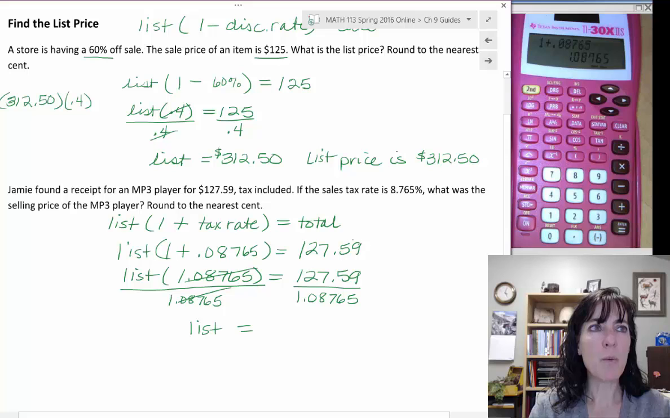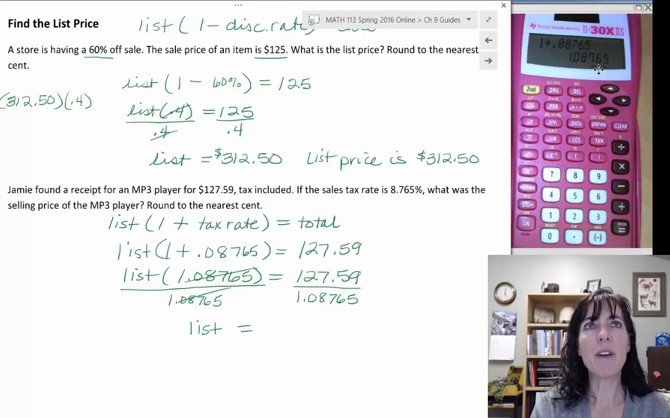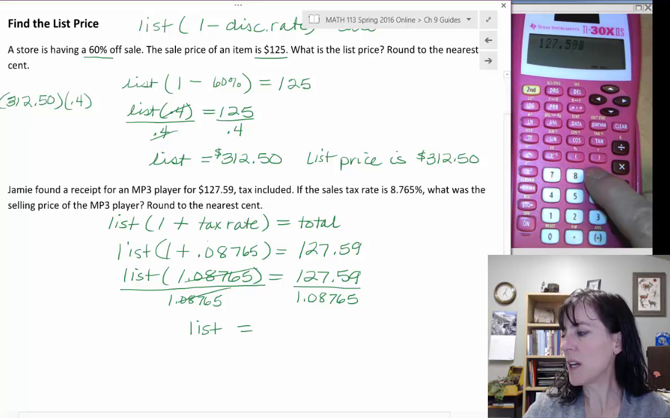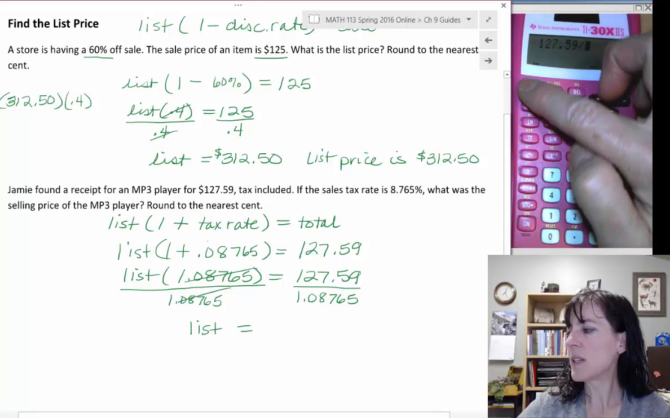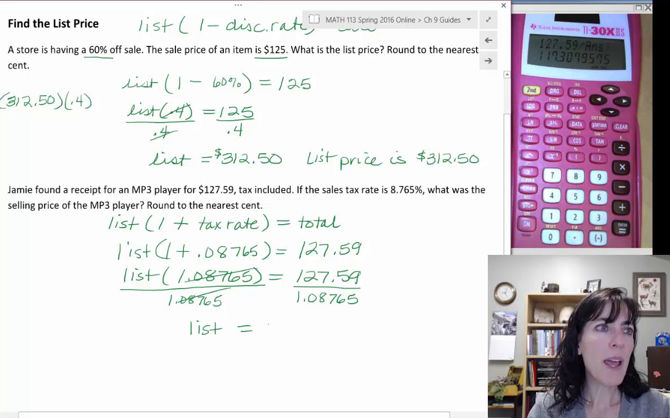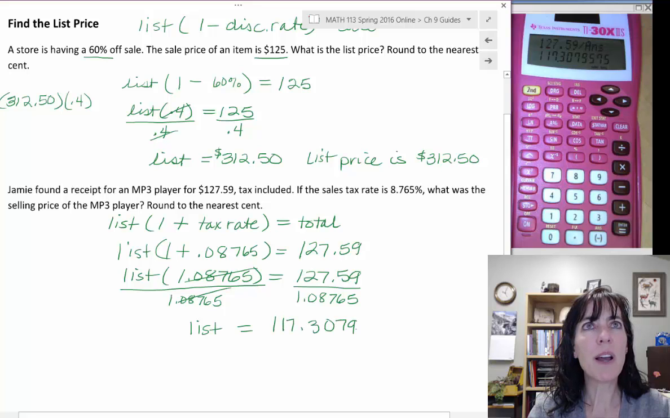And then I want 127.59 divided by this long decimal, and so here's a place where it kind of helps that I left it on my calculator up here. I've got that value sitting there, so I can just do the 127.59 divided by second answer equals, and I have 117.30795, and it goes on.